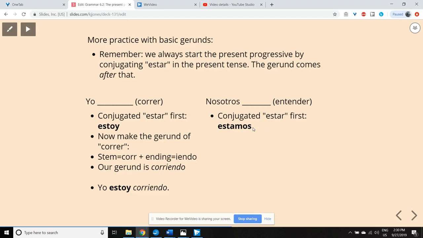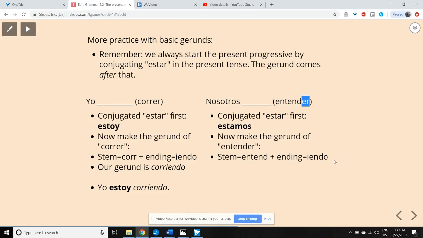So we're going to pretend all that didn't happen, and we're going to conjugate estar first to agree with nosotros, which of course is unaccented estamos. And now we're going to make the gerund of entender. So this is an ER verb. We remove the ER infinitive ending. That gives us our stem, E-N-T-E-N-D.